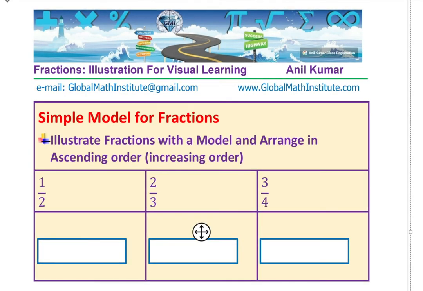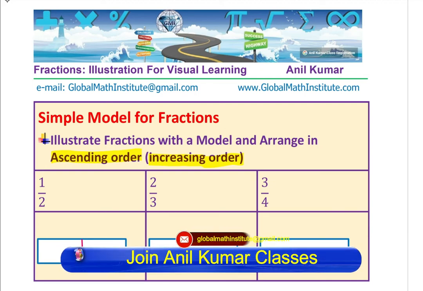Now here is a test question again, and this time we are given 3 fractions, 3 numbers. You have to arrange them in ascending order. Ascending means increasing order, from lower to higher. So you can easily compare by dividing them and then shading. So clearly, for half, I will take a rectangle and divide it into 2 equal parts. You will notice that all the 3 rectangles are of exactly the same size, and therefore we can directly compare, right?